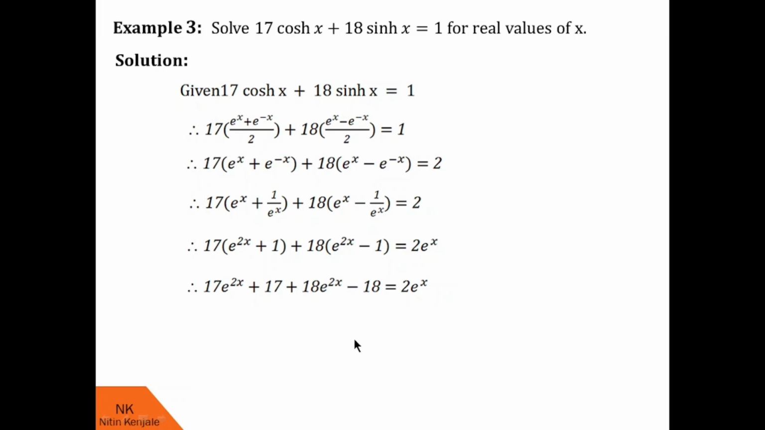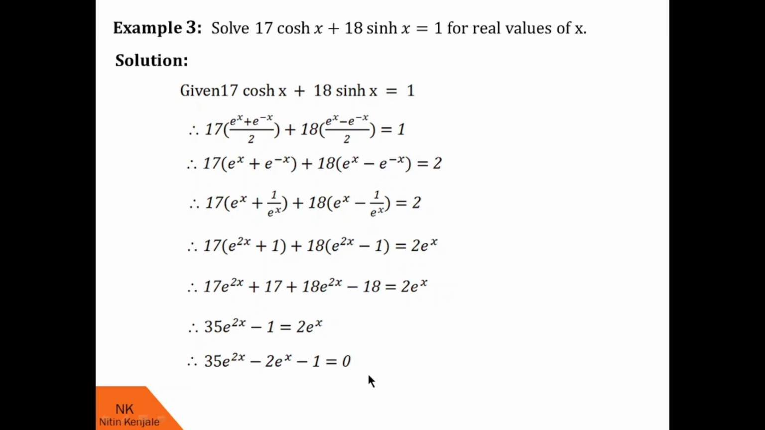17 minus 18 is minus 1. 17 e raised to 2x plus 18 e raised to 2x is 35 e raised to 2x. This 2 e raised to x as it is. Now let us rearrange the terms. So we have 35 e raised to 2x minus 2 e raised to x minus 1 is equal to 0.